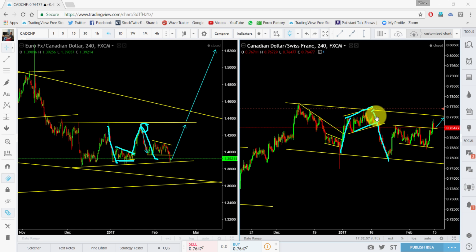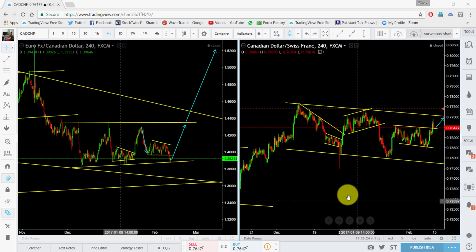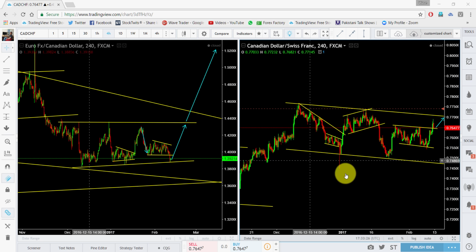It completed the pattern here. So we were looking for a sell here. This sell, this buy, formed a continuation pattern here, formed a continuation pattern here, broken up, broken down. Now we are looking for this move. You guys can see similarities over there, quite similar patterns are forming.